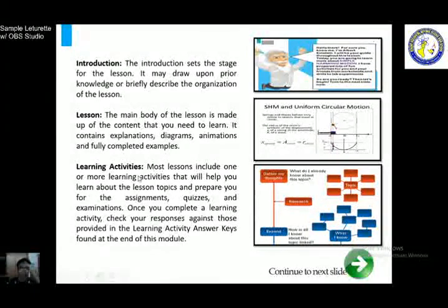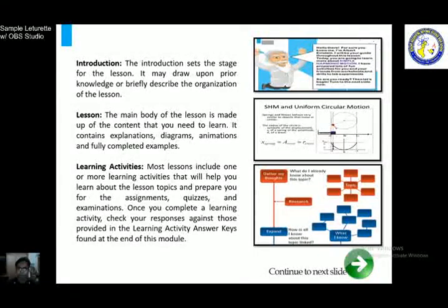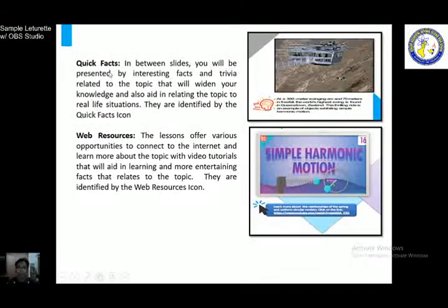Then of course the learning activities. So all throughout the module, you will be presented with lots and lots of activities that are fun and of course engaging for you. So next we have the quick facts, or as what I've said earlier, the trivia section, wherein you will be presented with various interesting facts and trivia related to that topic. So that of course you can widen your knowledge and apply this particular new information in your real life situation.